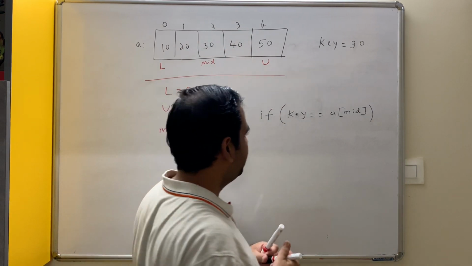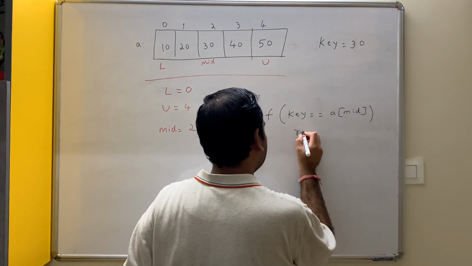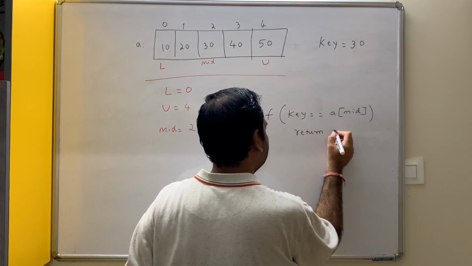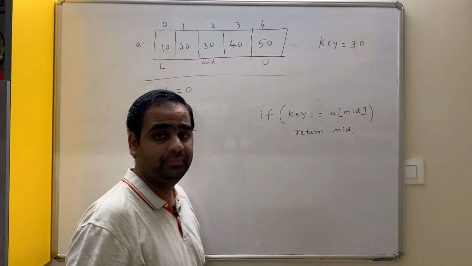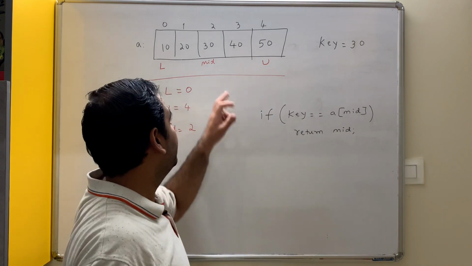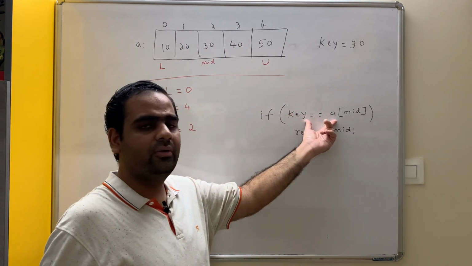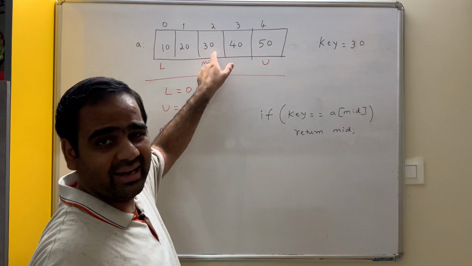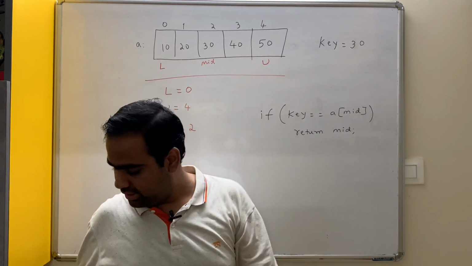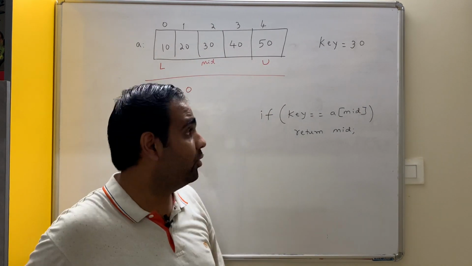Hence, what shall I return? Can anyone say? You shall return mid. Is that okay? Key is 30. A of 2 is 30. 30 equal 30 is true. That means you return that key is found at index 2. I hope till this everyone is very clear about it.